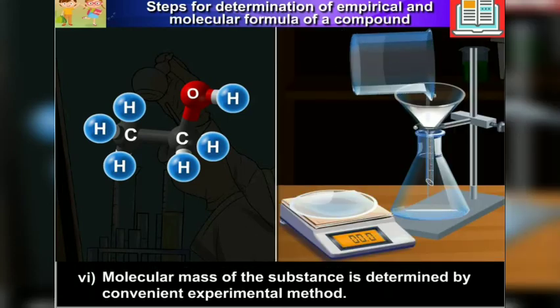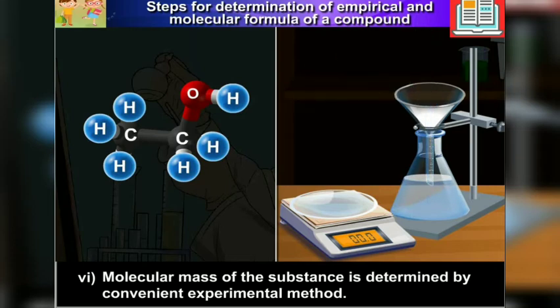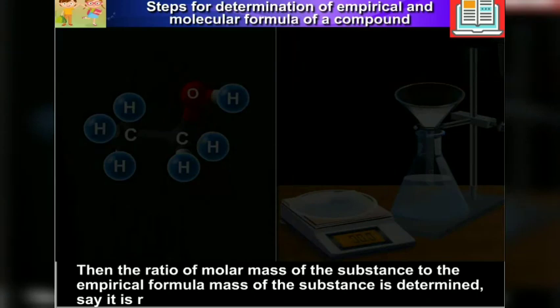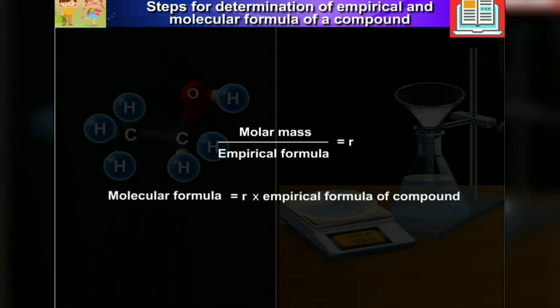6. Molecular mass of the substance is determined by a convenient experimental method. Then the ratio of molar mass of the substance to the empirical formula mass of the substance is determined, say it is R. Then molecular formula equals R into empirical formula of compound.